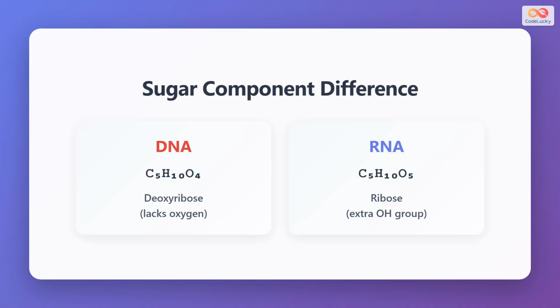DNA and RNA differ in the sugar component of their nucleotides. DNA contains deoxyribose, which has the chemical formula C5H10O4. The prefix deoxy means it lacks one oxygen atom. RNA, on the other hand, contains ribose with the formula C5H10O5. This ribose sugar has an extra hydroxyl group, or OH group, attached to it. This small chemical difference has significant implications for the molecule's stability and function.